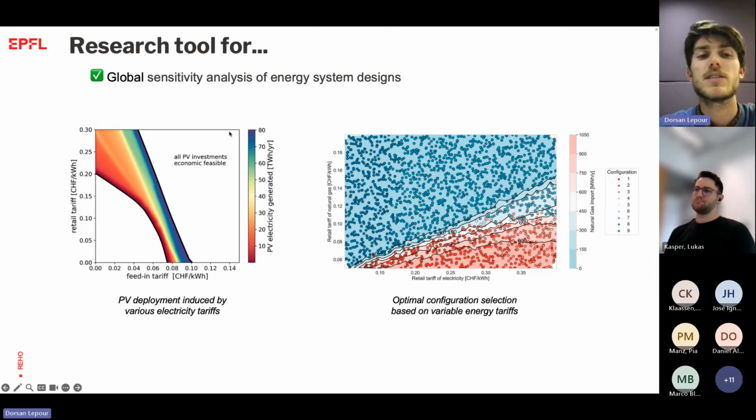interesting. So it means that with such prices for electricity, retail and feed-in, you would cover all your roof surface with photovoltaics, while here you wouldn't cover anything. And we have a continuous region between, where you only cover partially your roof, depending on the prices for the retail and feed-in of electricity. And this also can be a link to optimal configuration selection based on these variable energy tariffs.